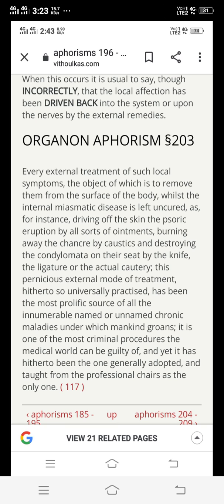This pernicious external mode of treatment is universally practiced worldwide, and in this way human beings develop more chronic diseases having the miasms, that is psora, psychosis and syphilis, after the removal of the eruption, the canker and the condylomata. The disease gets more and more severe worldwide, and the internal cause of the disease remains uncured or uneradicated.